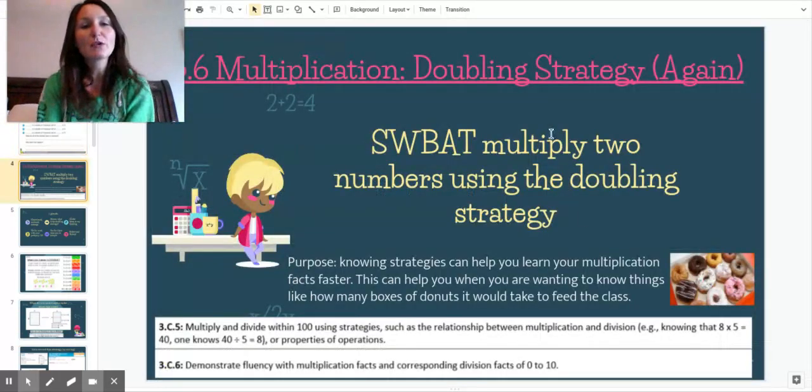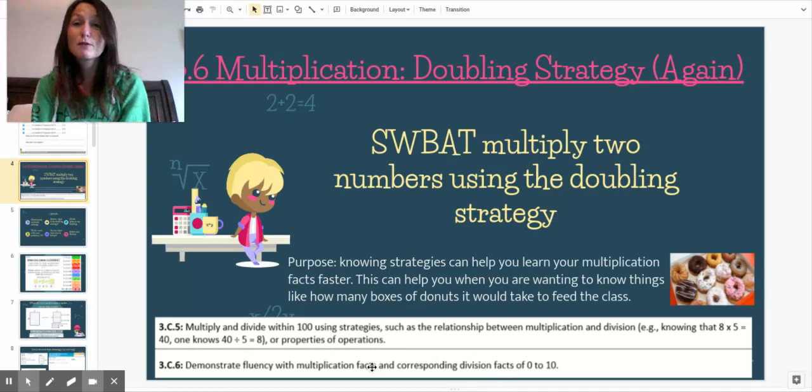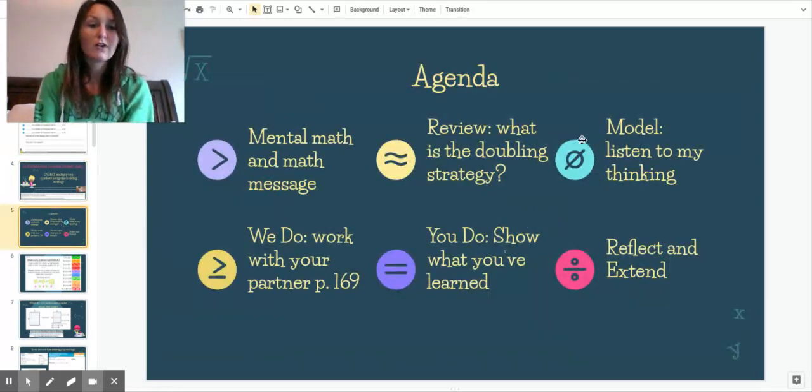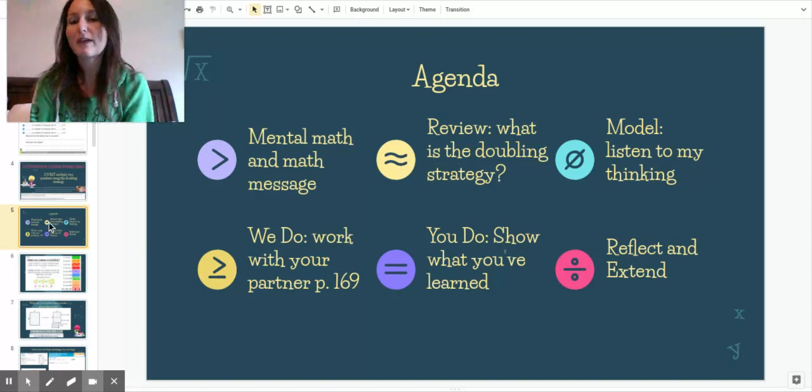All right, so today we're going to be multiplying two numbers using the doubling strategy, right? This is, again, trying to help us become fluent with the multiplication and division. And so we are going to be reviewing the doubling strategy. I'm going to model my thinking. You're going to work on some different problems, and then you're going to show me what you've learned. And as always, we will reflect.